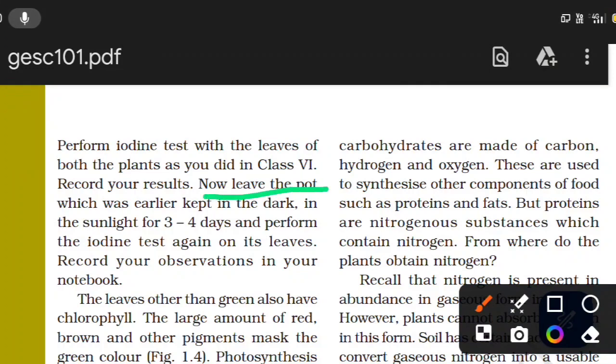Now leave the pot which was earlier kept in the dark in the sunlight for 3 to 4 days and perform the iodine test again. The plant in the sunlight will prepare or synthesize food, and therefore the iodine test will show a positive result. This test confirms the presence of carbohydrate in the leaves.